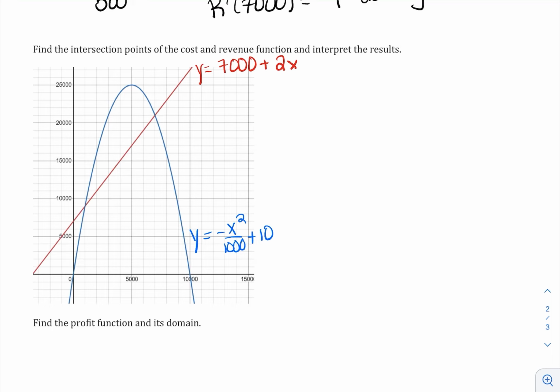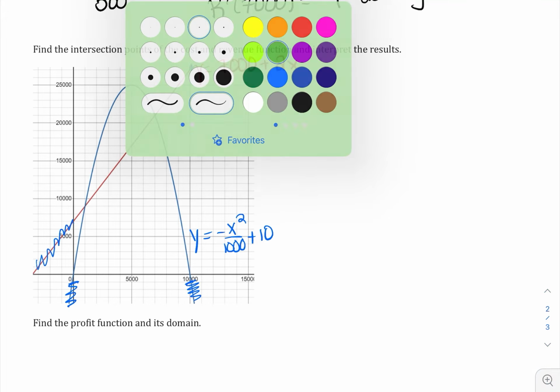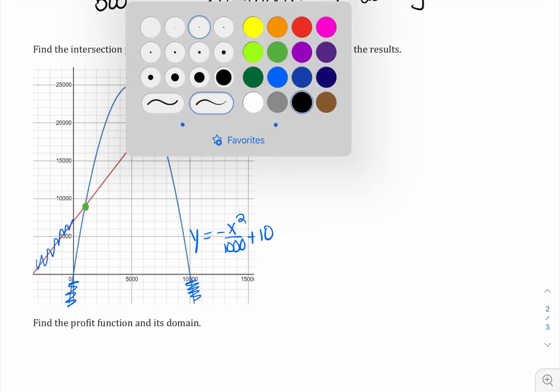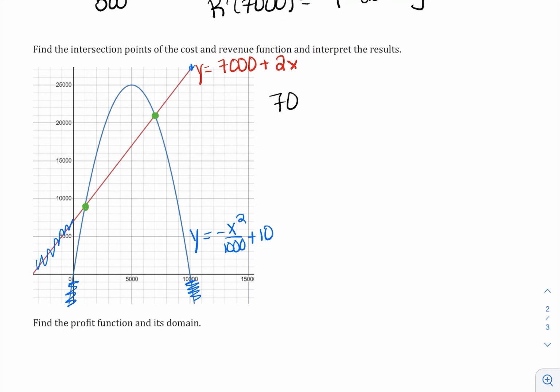Now, in terms of our function, the domain would only be 0 to 10,000. So you could think about the parts outside of that as not being a part of the graph, because we only have 0 to 10,000. Now, where are the intersection points? Well, you can actually see them. I'll do them in green. It's here and here. But algebraically, the way that we can find that is by setting them equal, because intersection means that's where they are equal to one another. They have the same point.